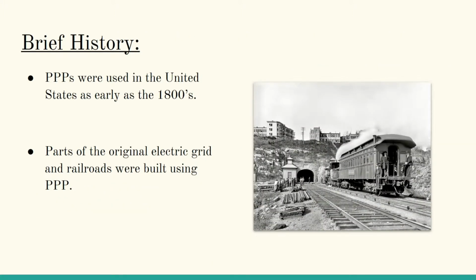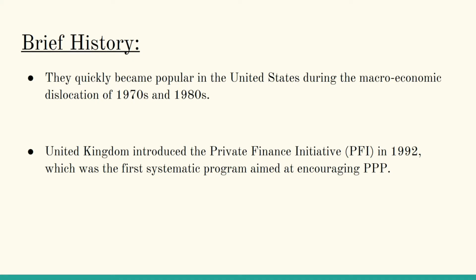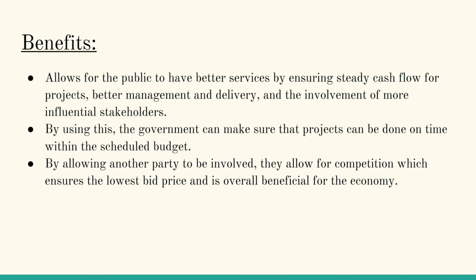So a brief history of P3s. PPPs were used in the United States as early as the 1800s, and parts of the original electric grid and railroads were built using public-private partnerships. To add on to that, they quickly became popular in the United States during the macroeconomic dislocation of the 1970s and 1980s, and actually at this time the state government didn't have enough money to fund these projects. The United Kingdom introduced the Private Finance Initiative, also known as the PFI, in 1992, which was the first systematic program aimed at encouraging PPPs.